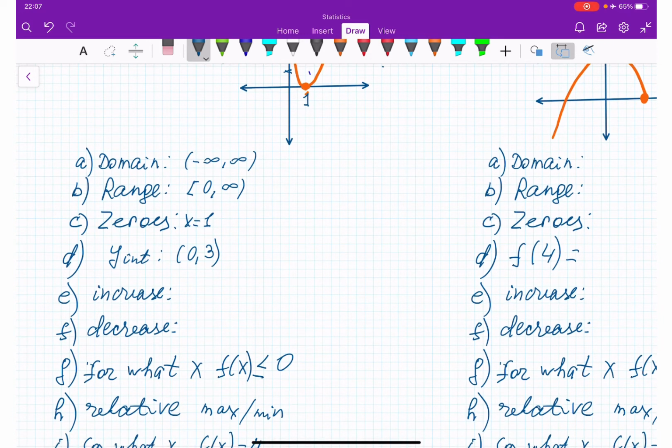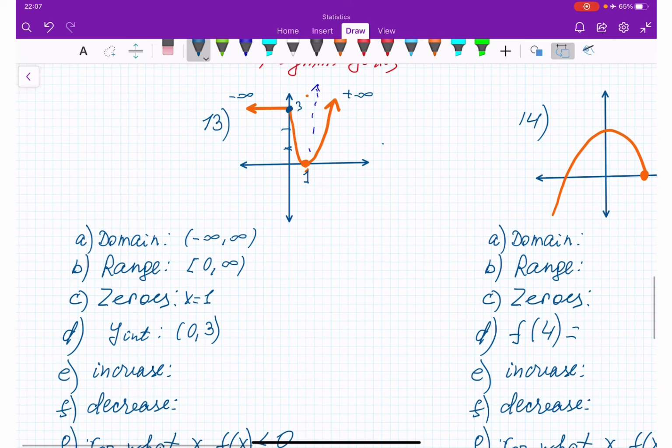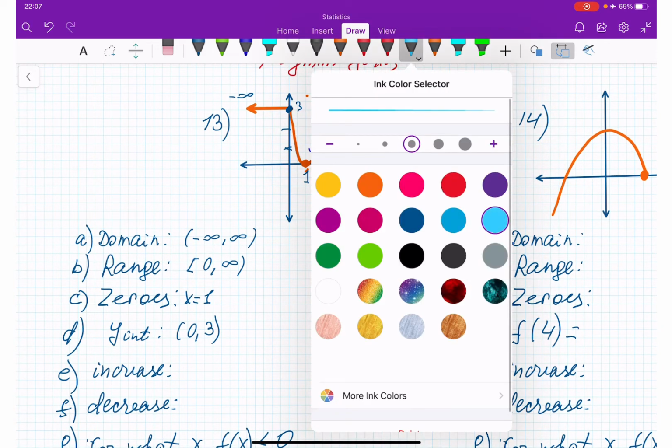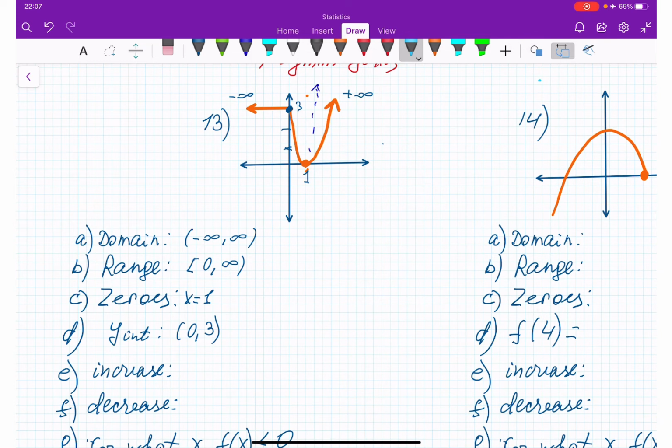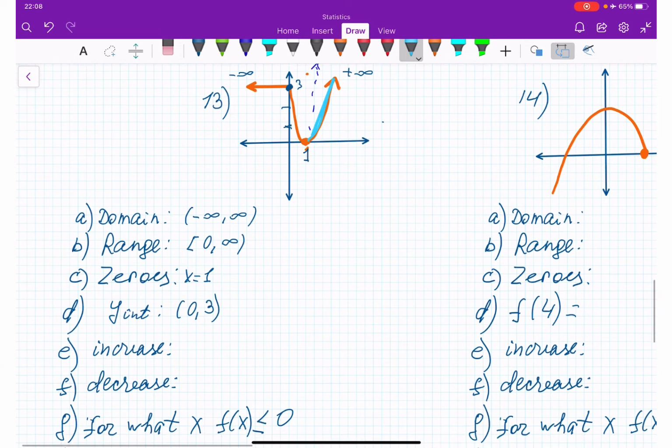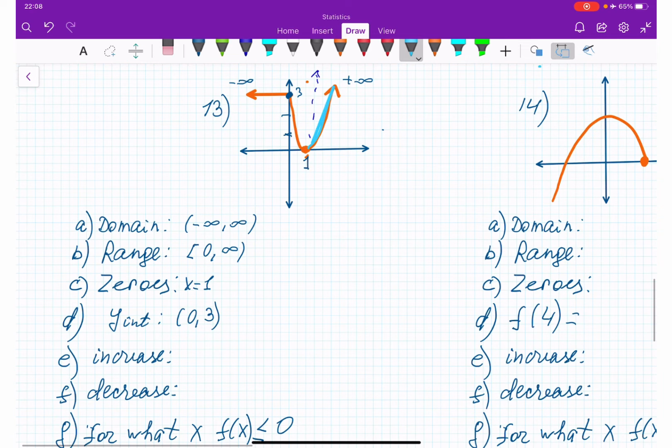Next, let's identify at what interval the graph is increasing. Where do we have the graph increasing? So let's see, the graph is increasing on this side, right? On this piece. Right here, the graph is increasing. So for increase, the interval is identified based on x. So it's starting from 1 and it's running to positive infinity, correct?